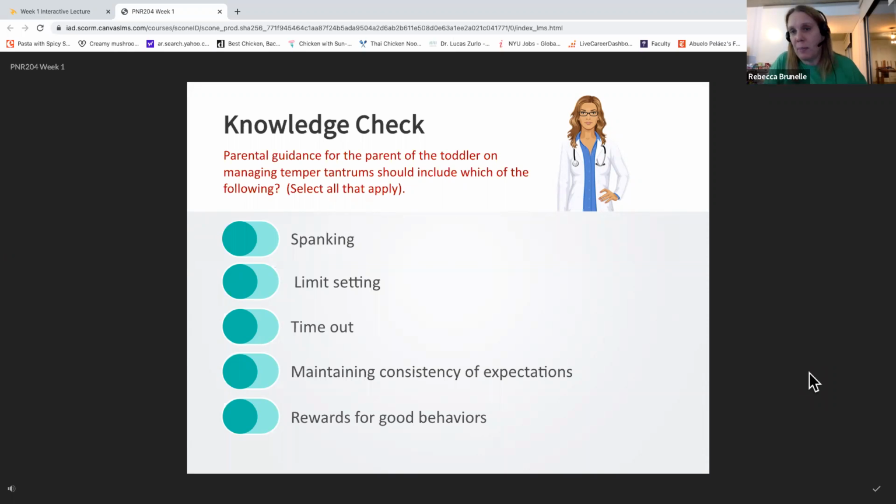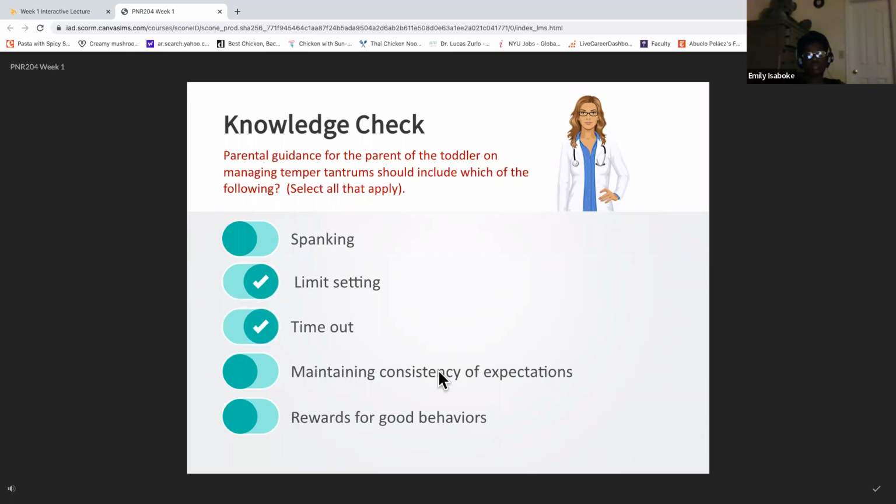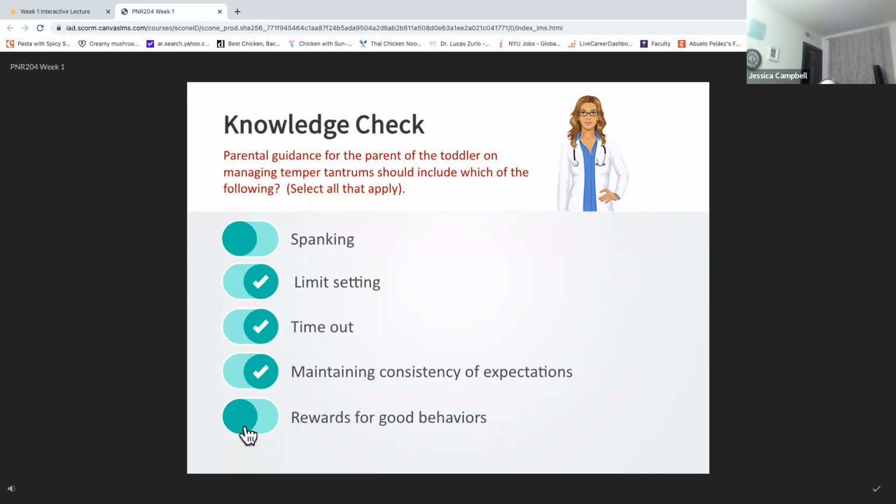You're going to say if each one of these things is appropriate. So when you're teaching a parent about a toddler, should you teach them that spanking is okay? No. How about limit setting? Yes. Timeouts? Yes. Maintaining consistency of expectations? Yes. Rewarding good behavior? Yes. So the only thing that you're not going to do is encourage spanking.